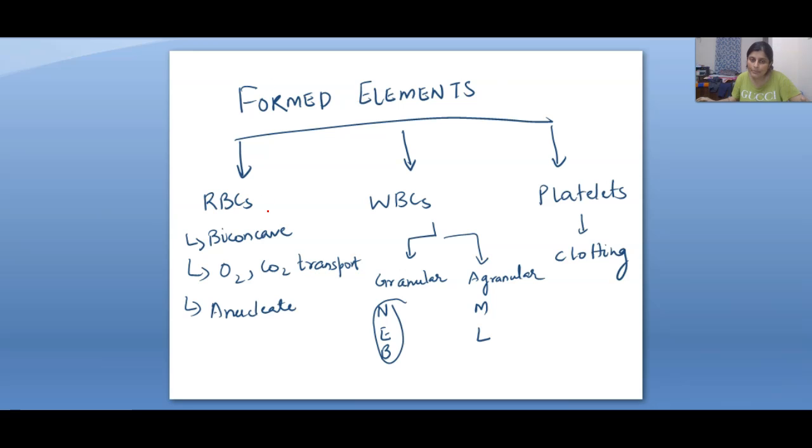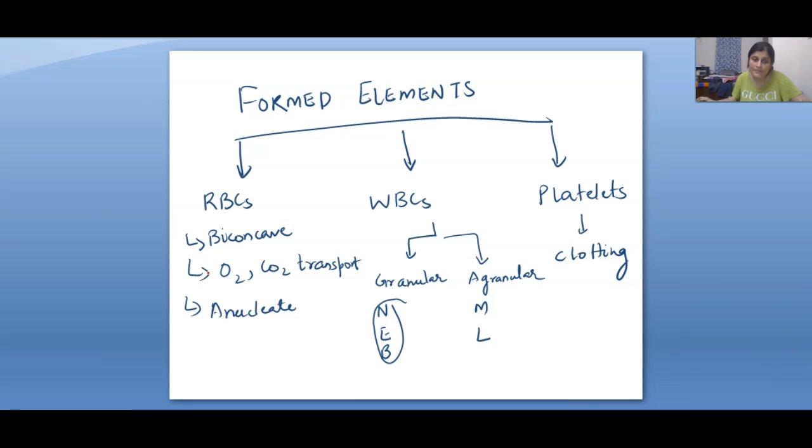Formed elements are made up of RBCs. Technically RBCs are also known as erythrocytes. Then come the WBCs. Technically WBCs are also known as leukocytes, and then the platelets. Platelets are involved in clotting the blood.